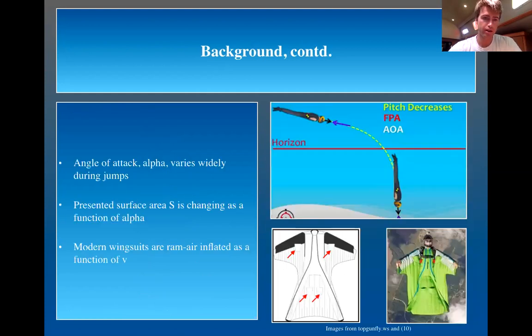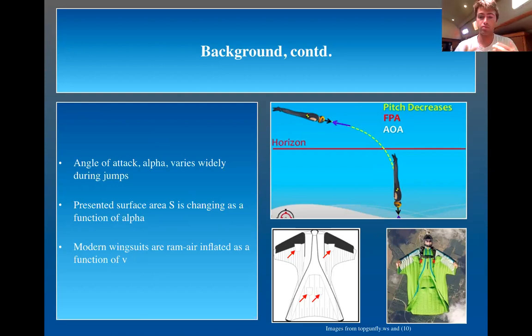A little more background here. The angle of attack is not just constant during a jump. It's literally up to the jumper. They could decide to go for a dive, or they could decide to come up a little bit. So that's something to keep in mind. It's varying. Also, the presented surface area is changing, whether there's a lot of surface area slowing someone down, or they're doing a steeper dive and cutting right through.